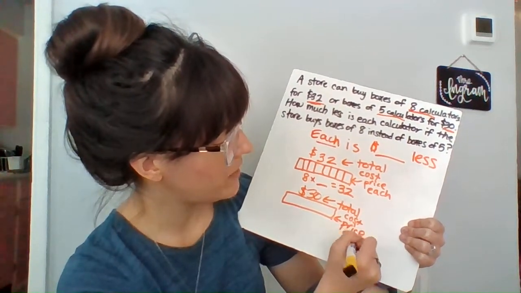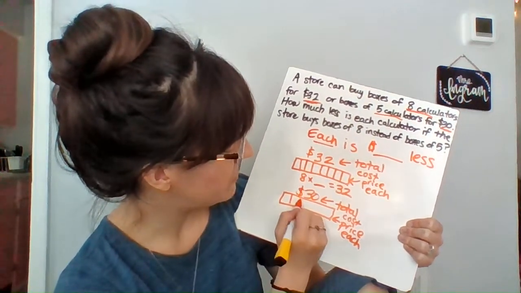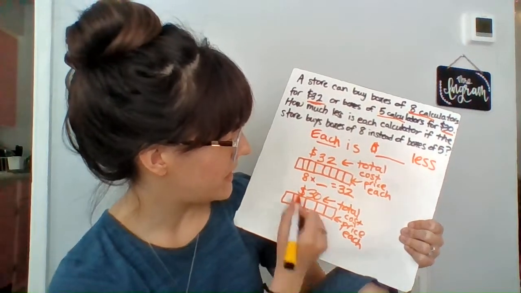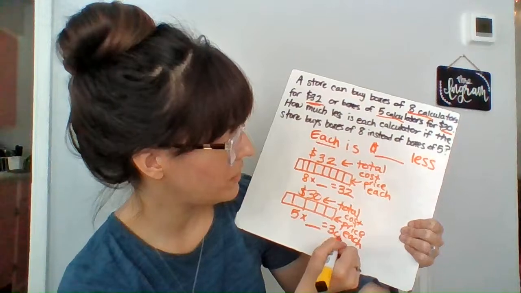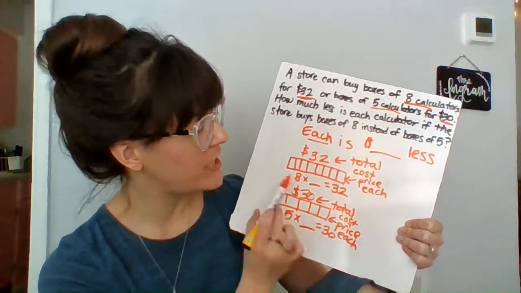And how many were there in each box for $30? Oh yeah, there were 5. So I'm going to cut this into 5. 1, 2, 3, 4, 5. Now I know here 5 times something equals 30. Now I have to figure out how much each of these are.